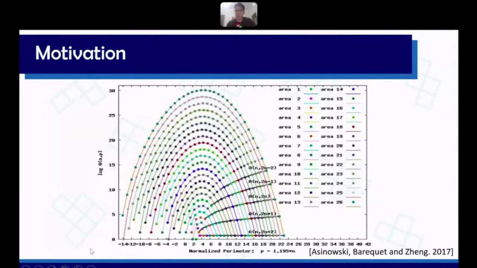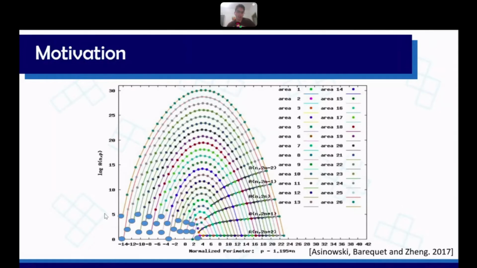And in previous work, Asinowski, Barequet, and Zhang looked at polyominoes with close to the maximum perimeter possible. Each of these curves represents polyominoes with a specific defect from the maximal perimeter possible. So if they looked at the maximal perimeter possible, we wanted to look at the minimal perimeter possible, but in the case of minimal perimeter, this doesn't behave that well. You can see in here. It is not a smooth curve, it is not a smooth graph.